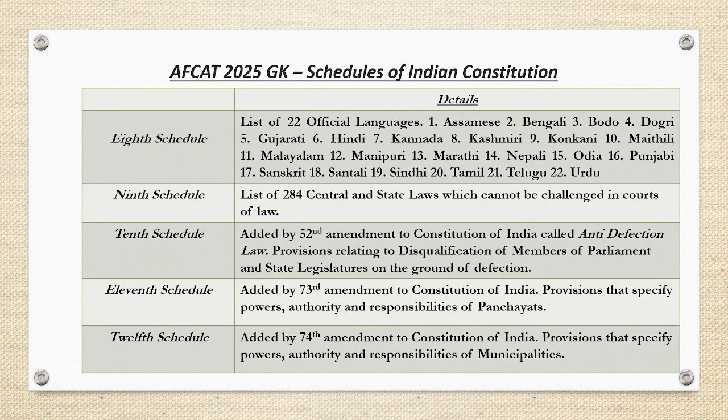Next, after the seventh schedule, which is having this list, union list, state list, and concurrent list, the eighth schedule is having a list of the 22 official languages, starting from Assamese to Urdu. The ninth schedule is having a list of 284 central and state laws which cannot be challenged in courts of law. And the 10th schedule is the most significant and most asked question.